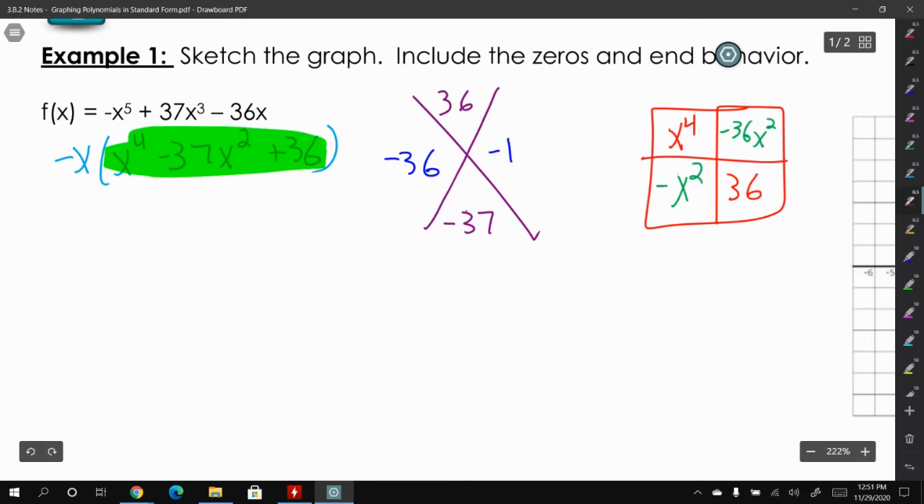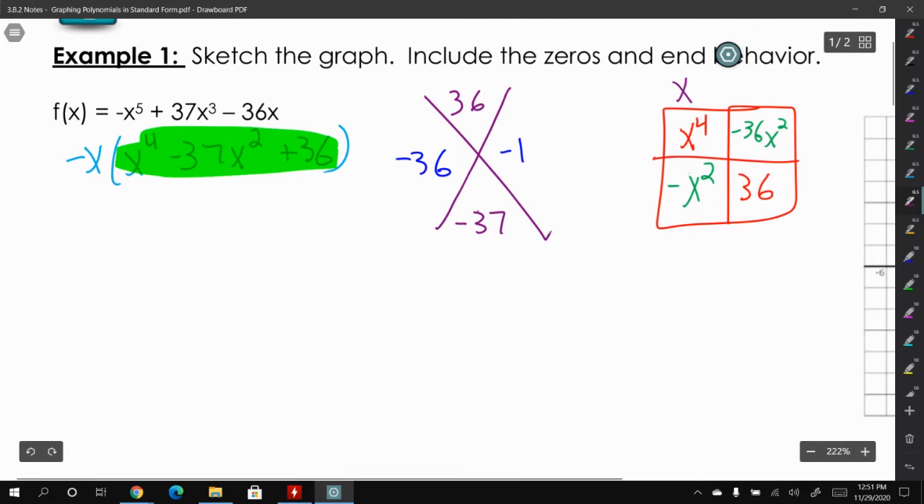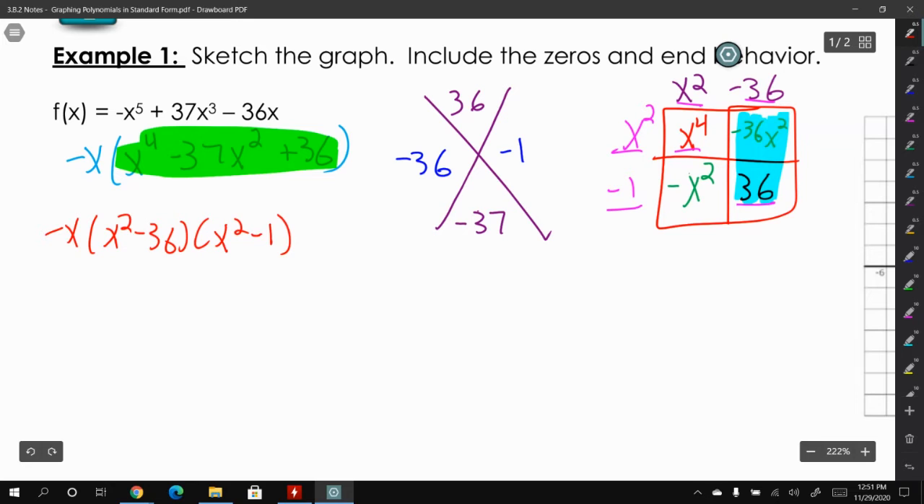And then you look at the first column and say, what do those two have in common? They have an x squared in common. Then you look at the second column and say, what do they have in common? They both have a 36 in common, but since the top number is negative, we're going to factor out a negative 36. And then on the sides, x squared times x squared gives us x to the fourth, and negative 36 times negative 1 gives us positive 36. So then my factored form will be, part of our factored form, negative x times x squared minus 36 times x squared minus 1.